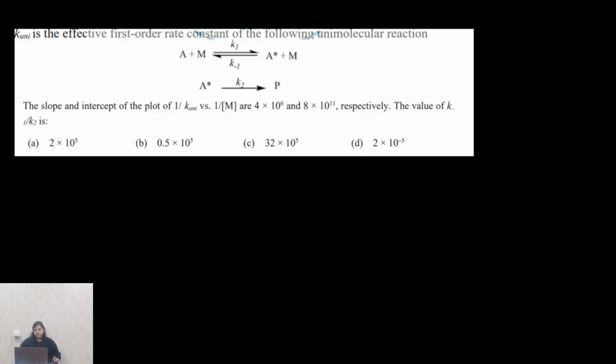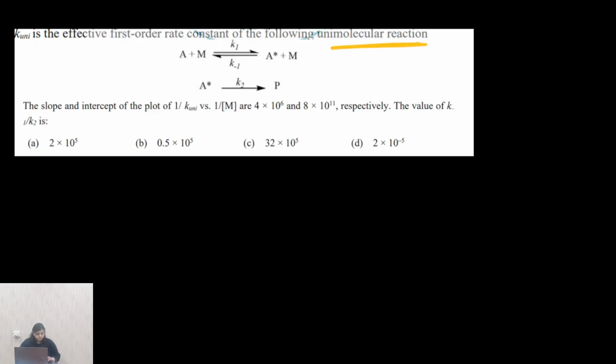This says K-uni is the effective first order rate constant for the unimolecular reaction, which is shown to us. The slope and intercept of the plot of 1 by K, the effective first order rate constant, versus 1 by M are given. The value of K inverse to that of K2 is asked. So the question is from the unimolecular reactions.